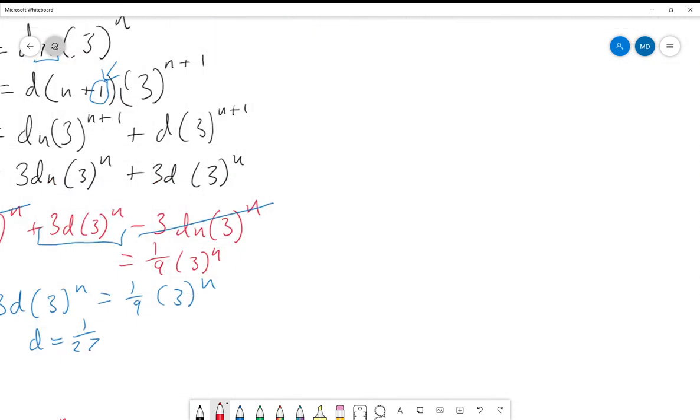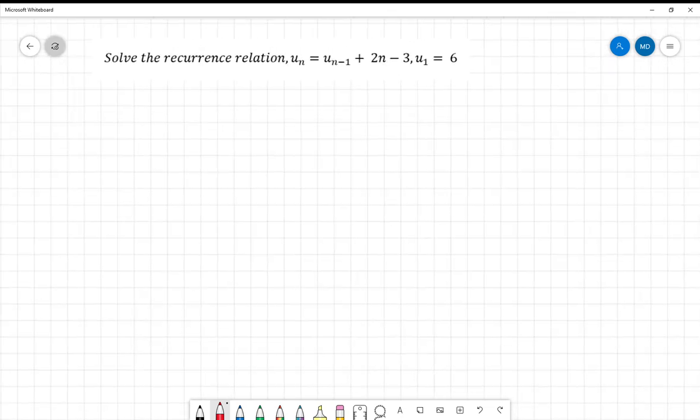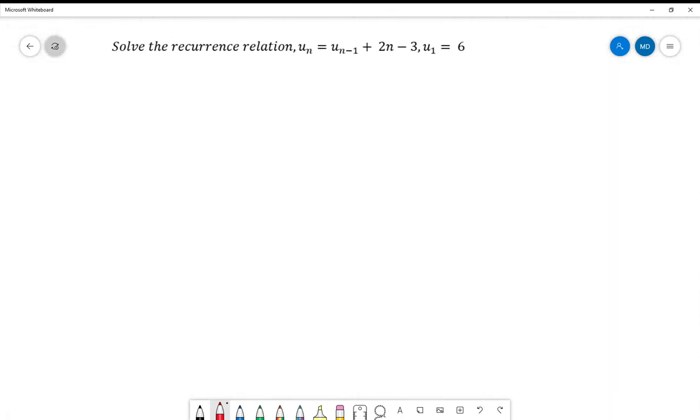Okay, going over to one last situation here. Solve the recurrence relation un equals un minus 1 plus 2n minus 3 with u1 equal to 6. So rearrange, we get un minus un minus 1 being equal to 2n minus 3.